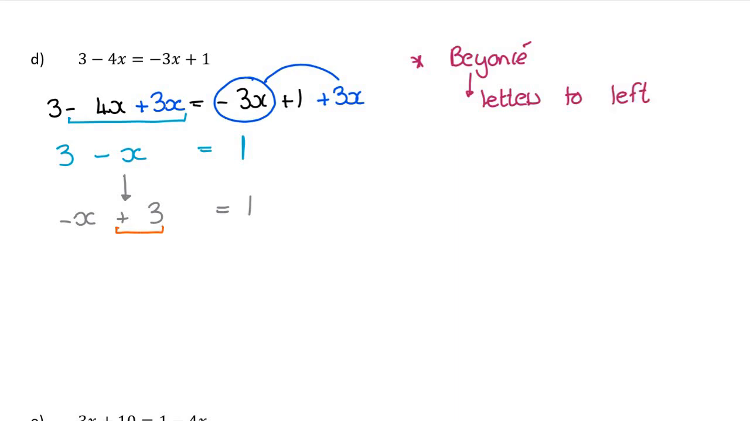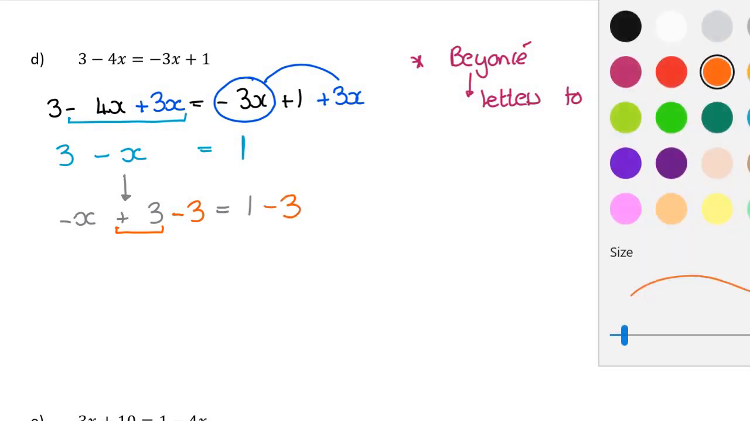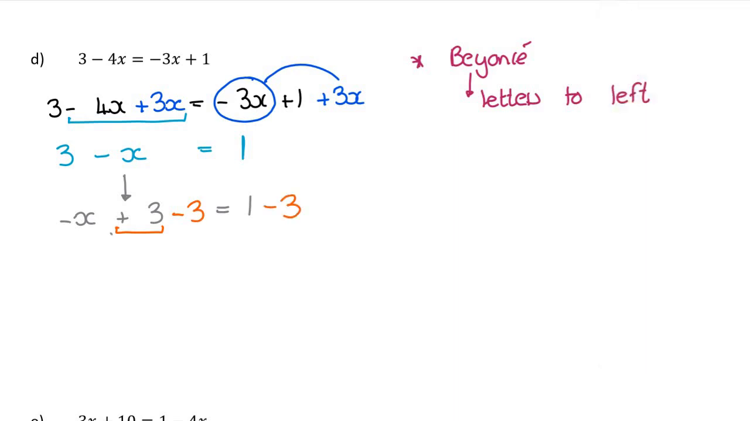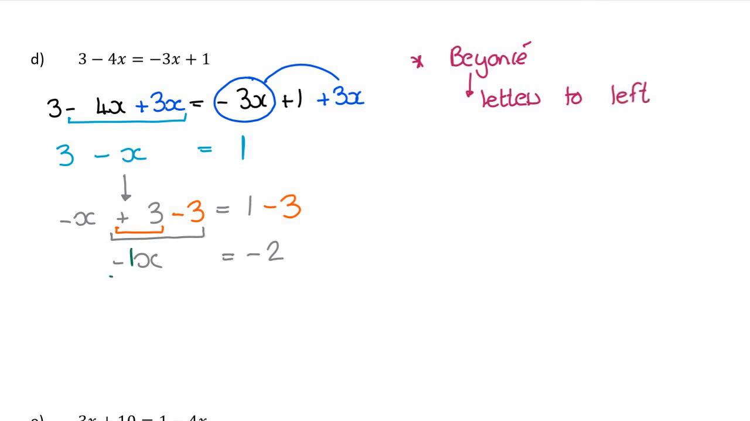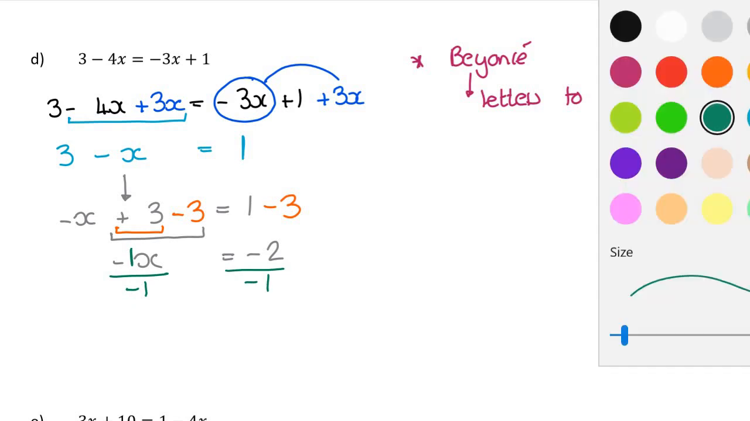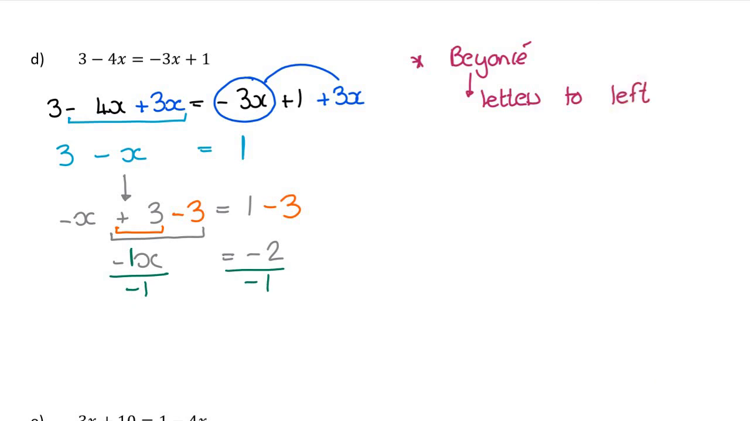How do I get rid of adding 3? I'm going to subtract 3, but you have to subtract 3 from both sides. So now these two disappear and I get negative x equals negative 2. How do I get rid of negative 1? Well, that's negative 1 times x. So I divide by negative 1 on both sides and I land up with x is 2.